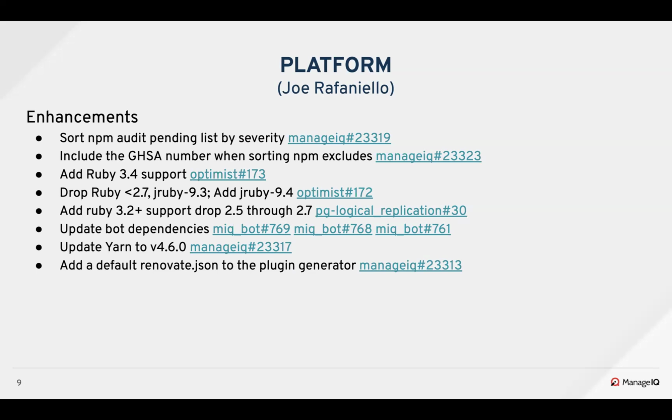In PG logical replication, I added support for Ruby 3.2 and newer, and I also dropped Ruby 2.5 through 2.7. In the bot, Jason updated a bunch of dependencies, including Rails 6.1.7.10. Jason updated Yarn in core to 4.6.0, and he also added a default renovate.json in the plugin generator. Next slide.